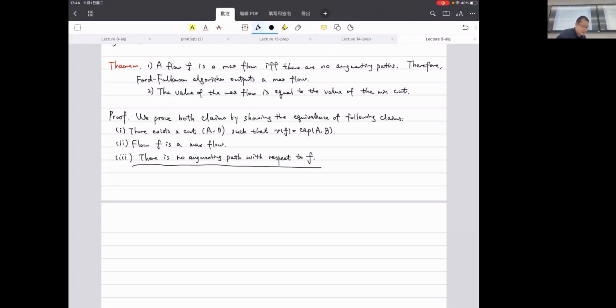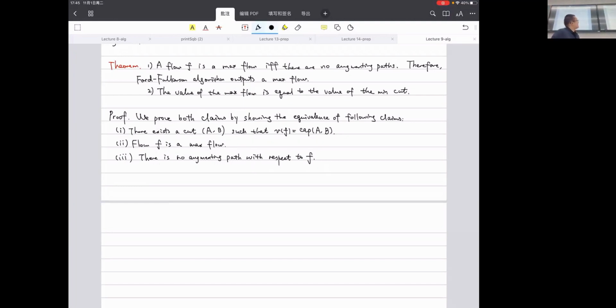Basically, due to all these equivalences, we are going to prove right now that 1, 2, and 3 here are equivalent to each other. Then, based on the fact that the Ford-Fulkerson algorithm satisfies condition 3, claim 1 and claim 2 are also correct claims. So we then promise that the flow F here is a max flow, and correspondingly, there exists a cut such that the value of F is going to equal the cap of A and B here.